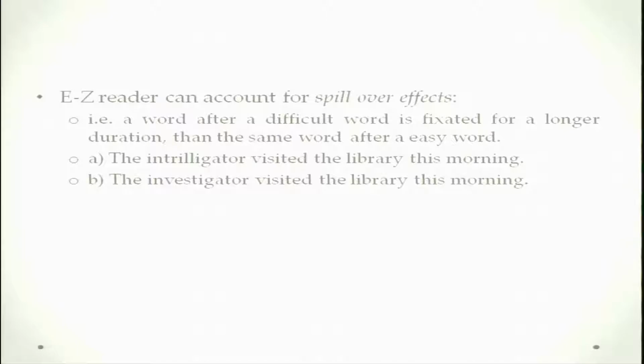Also, Easy Reader can account for spillover effects. If there is a word after a difficult word, it is supposed to be fixated for a longer duration than the same word after an easy word. There are two examples here. The interrogator visited the library this morning. The investigator visited the library this morning.